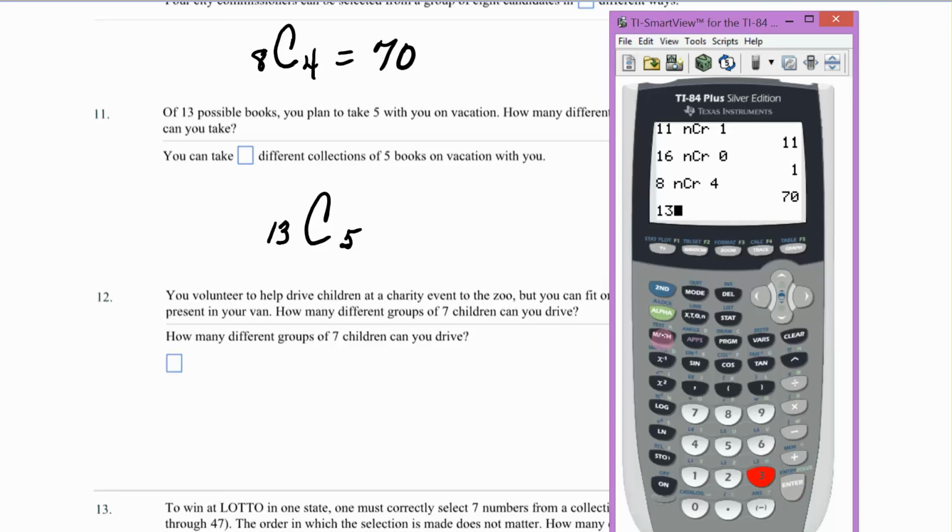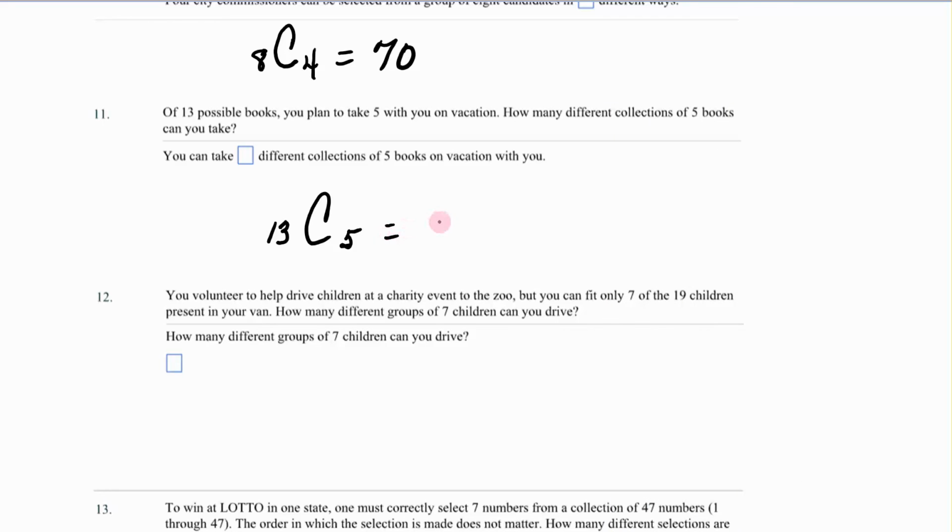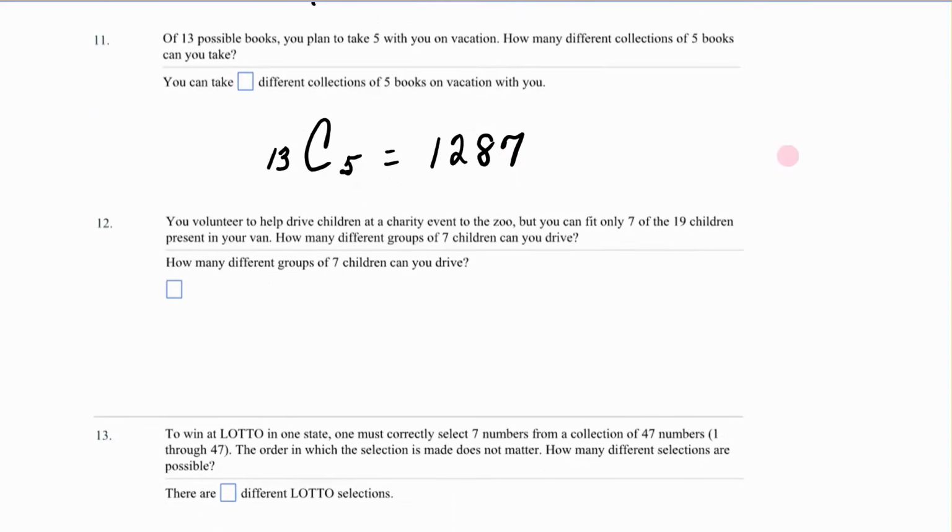13, math, probability, number 3, taken 5 at a time, and that is 1,287 different groups of books.